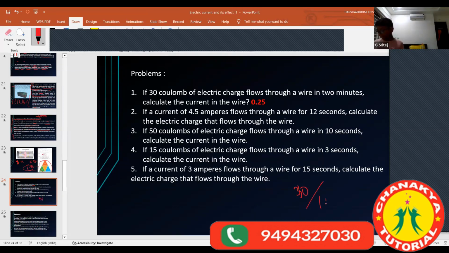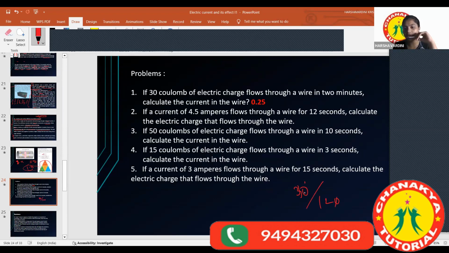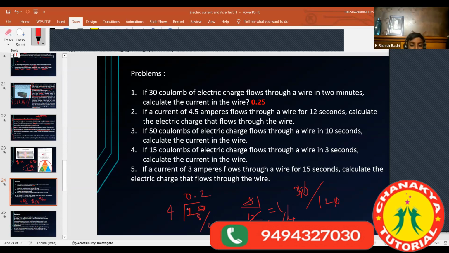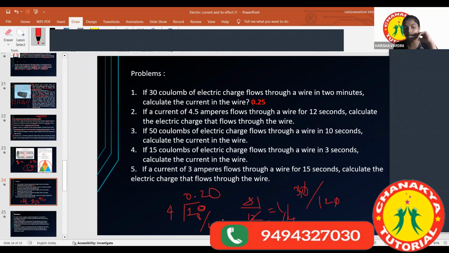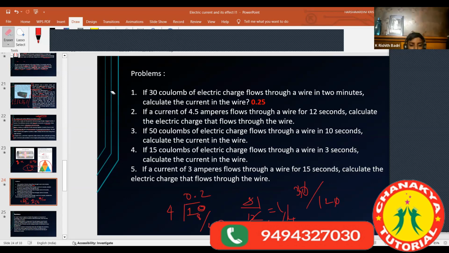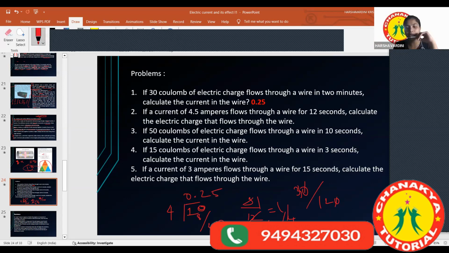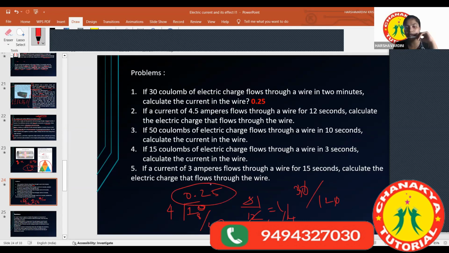30 by 120. All right. 0 cancels. 3 by 12. So 3 ones are 3, 3 fours are 12. So it will be 1 by 4. If you divide 1 by 4, 4 is the greater one, so you will have 0 point here. You will put a point here and add a 0. So 4 ones are 4 and 4 twos are 8. So it will be 2. And again, the 4 is higher here, so I am adding one more 0. So 4 fives are 20. So 0.25 should be the answer, Aishwarya.